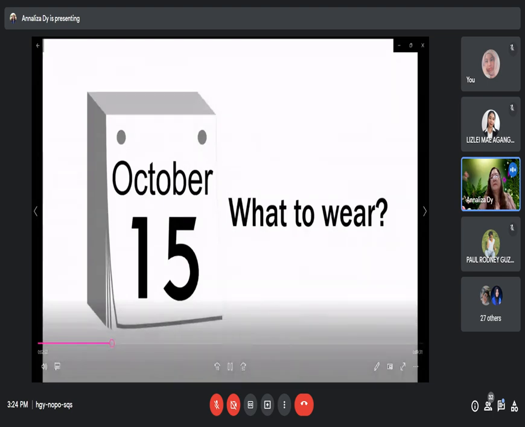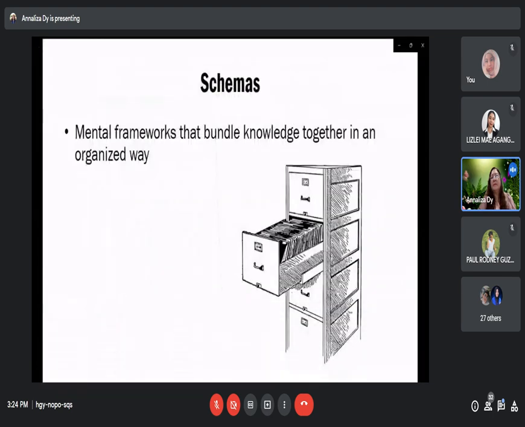And in general, this is the idea of a schema. When we talk about schemas, what we're talking about are mental frameworks that bundle knowledge together in an organized way. In the same way that autumn comes ready-made with associations with chili and cider and Halloween, all those kinds of associations, in general, these are stored in memory, so we're not coming up with these associations brand new at the time. We rely on things already there.